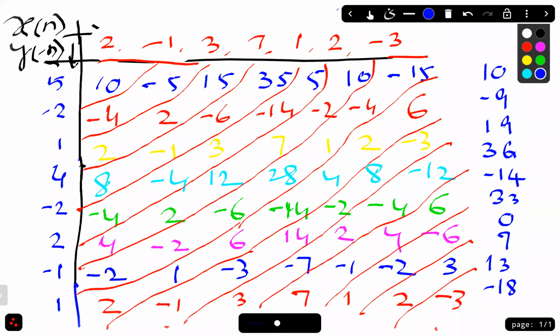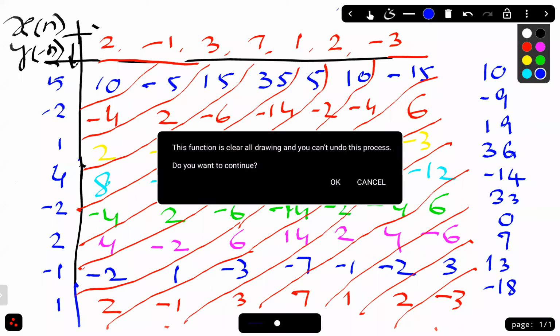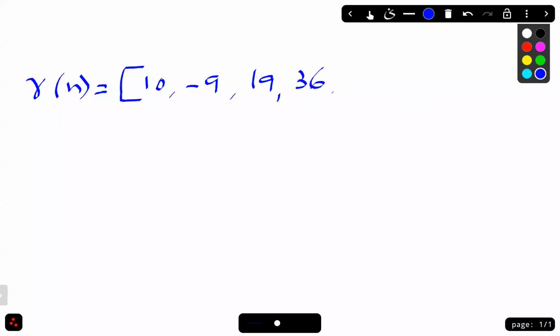Okay. Now shall I rub this part so that I can write the complete answer? Any doubt? No, sir. No doubts, right? Okay, let me write the final answer so that you can understand clearly. So what is the final answer? The final answer we have is R of n equals 10, comma minus 9, comma 19, comma 36, comma minus 14, comma 33, comma 0, comma 7, comma 13.